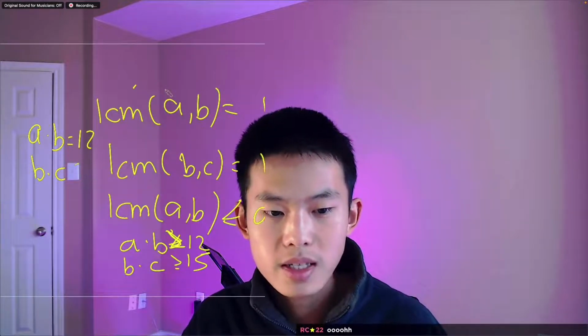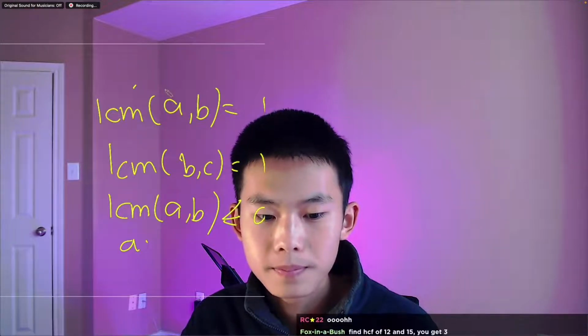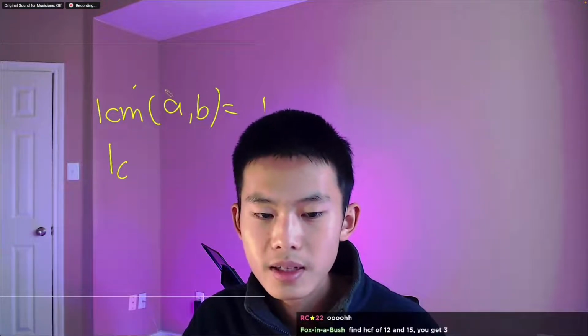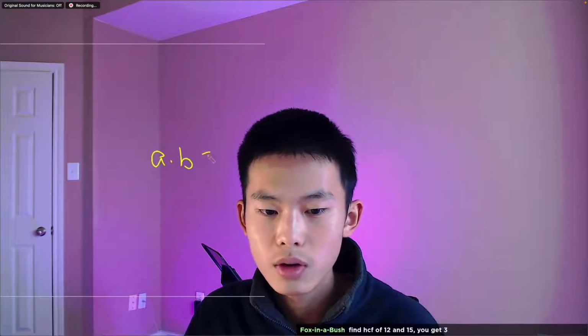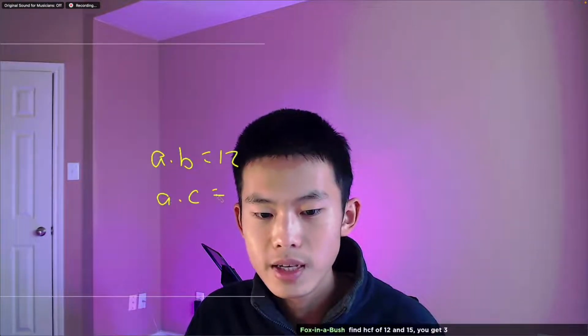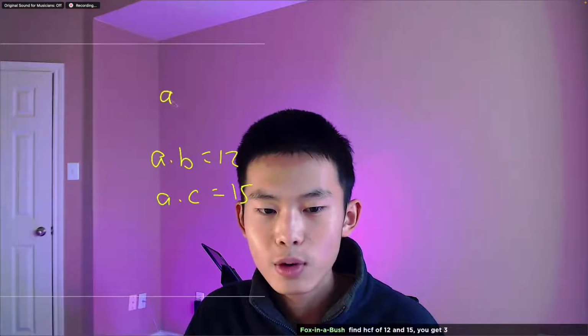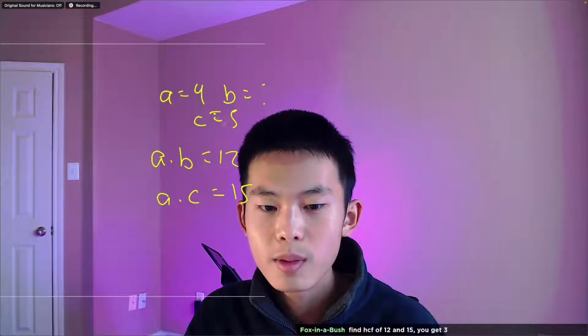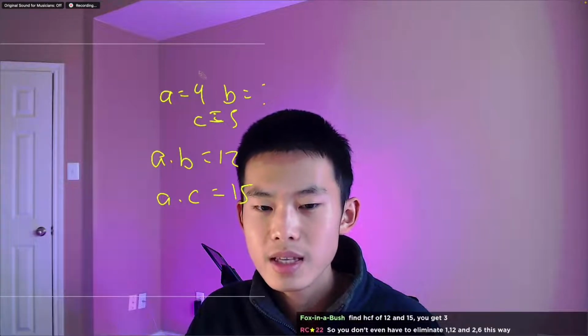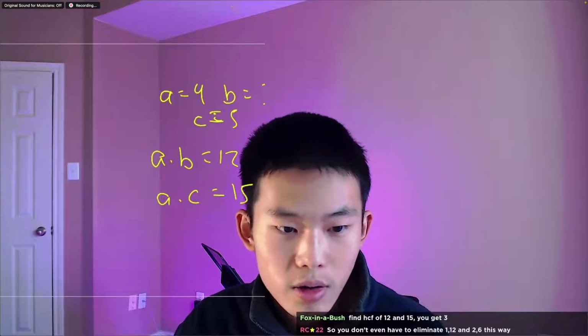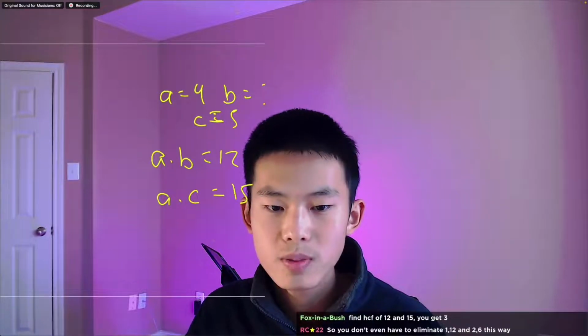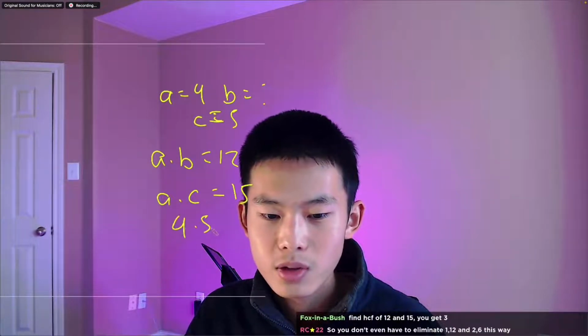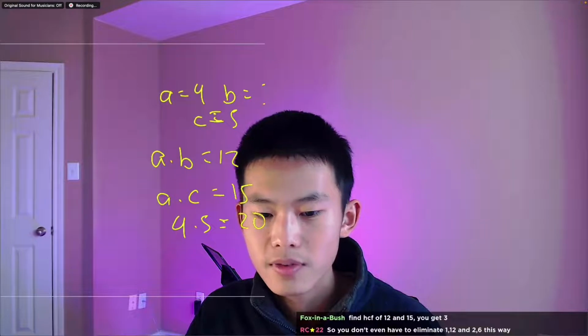So just to summarize, if we assume that A times B equals 12 and B times C equals 15, we get that A equals 4, B equals 3, and C equals 5. So the least common multiple of A and C is going to be 4 times 5, which equals 20. And that's our final answer.